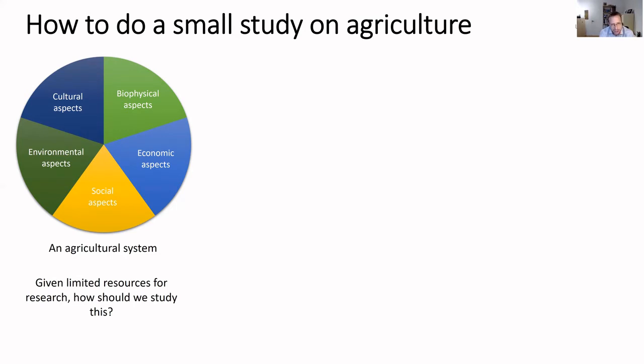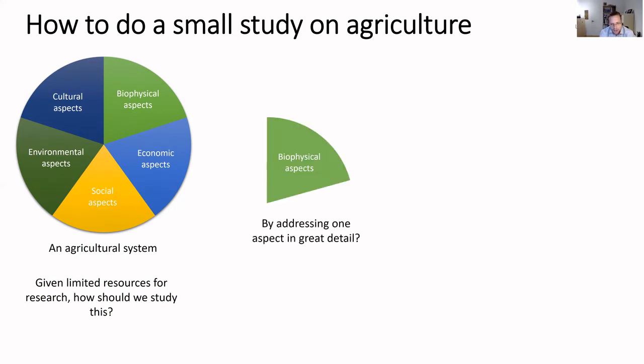What's often done is that we only take the biophysical aspects, for example, and then maybe even only a tiny part of this, because that's all we can really address with the budget we have. So we look at this in great detail and find out lots of things, but the results may no longer be relevant for saying anything meaningful about the whole system, because we've basically blanked out so many other aspects of the system.